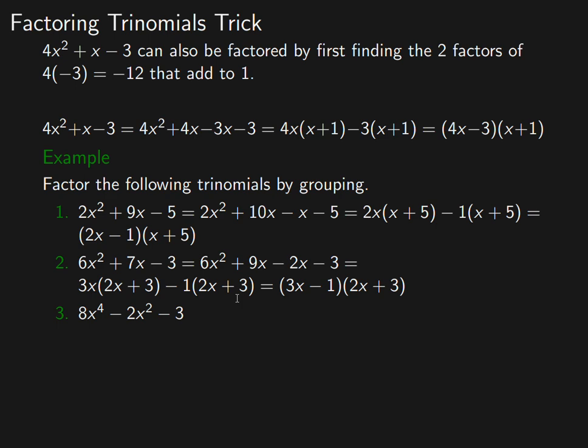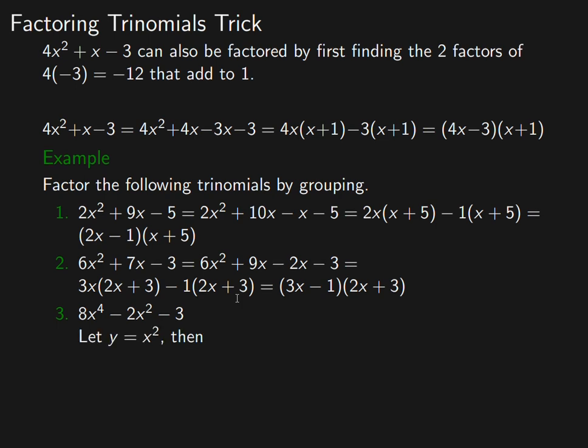Well, this is different in that the degree of this polynomial is 4. So what should we do? So one thing we can do is apply substitution of variables. Say let y be x squared. Then this 4th degree polynomial becomes a second degree polynomial, where 8x to the power 4 minus 2x squared minus 3 is 8y squared minus 2y minus 3.